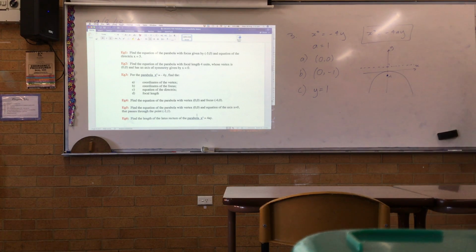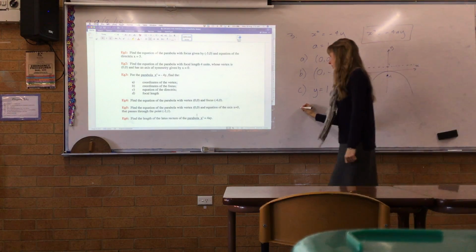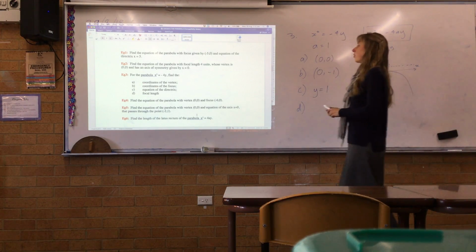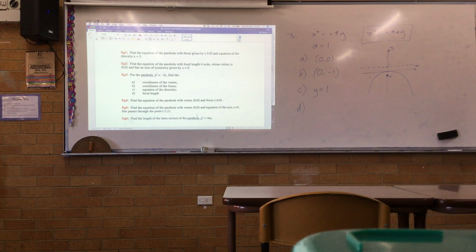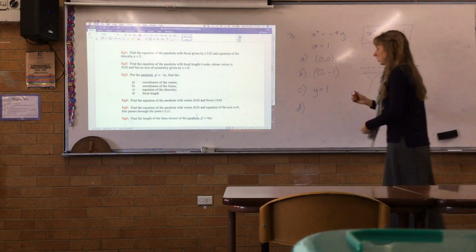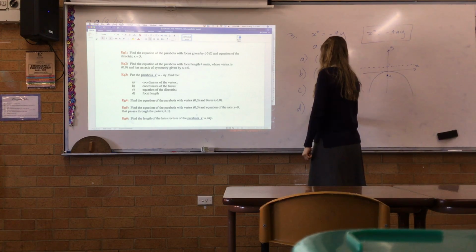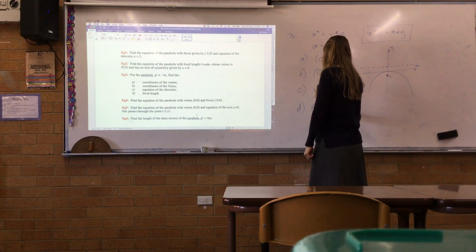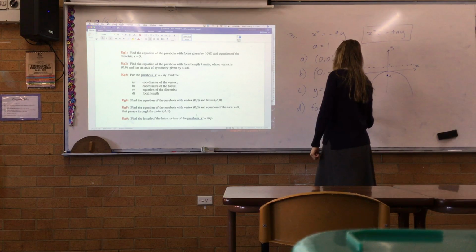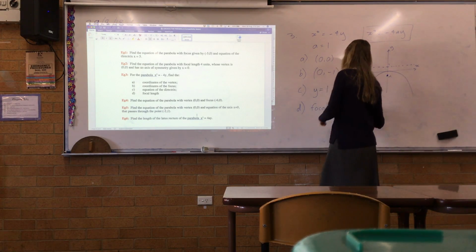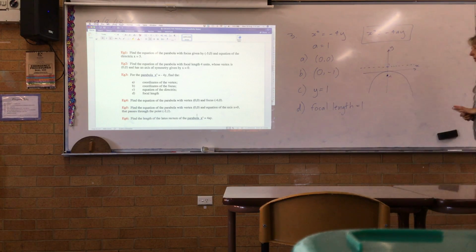And what must the focal length be? Well, we worked out the focal length right at the beginning, didn't we? Focal length is A, and we found that A was 1. So focal length equals 1. How's that? Make some sense?